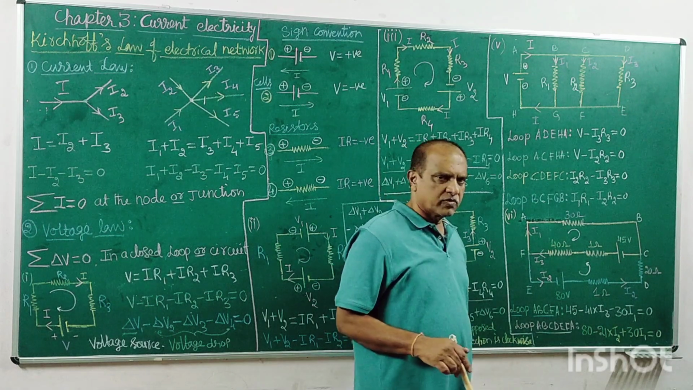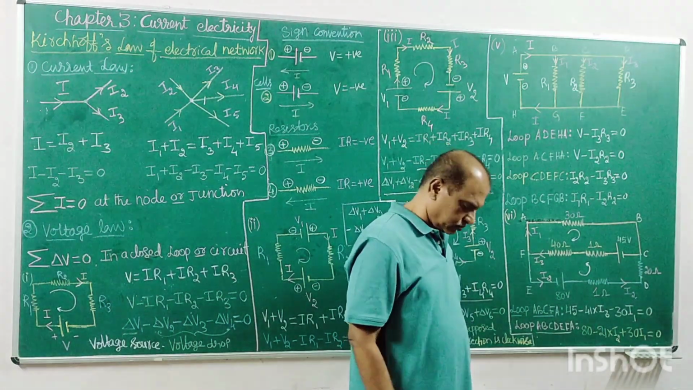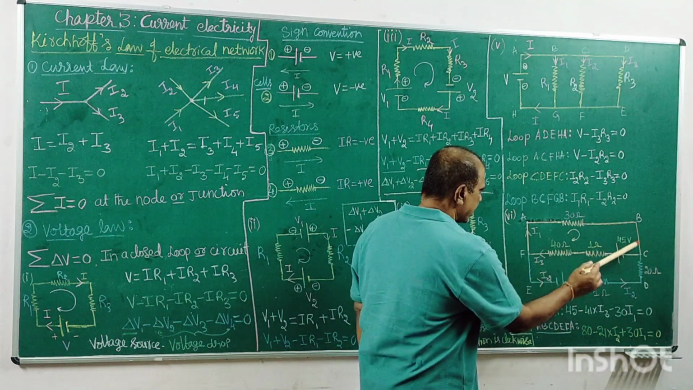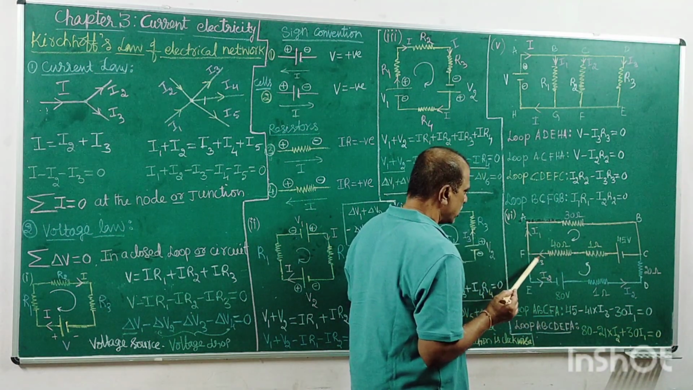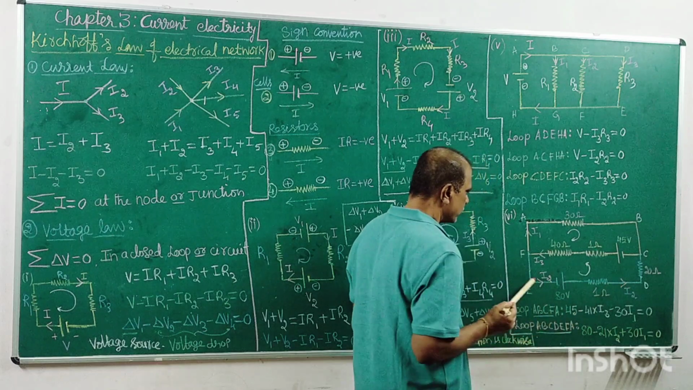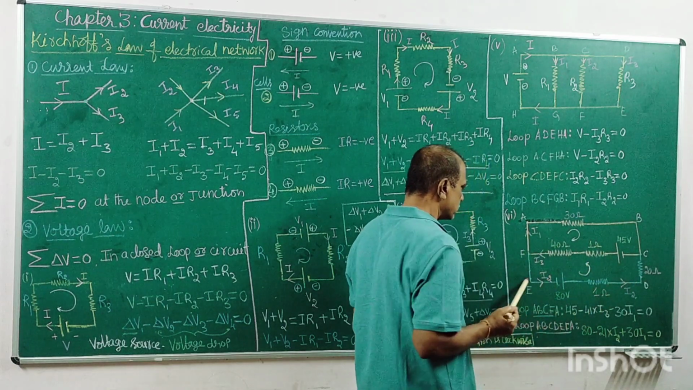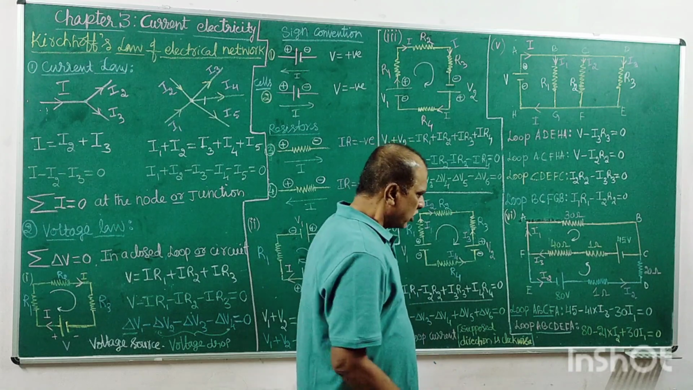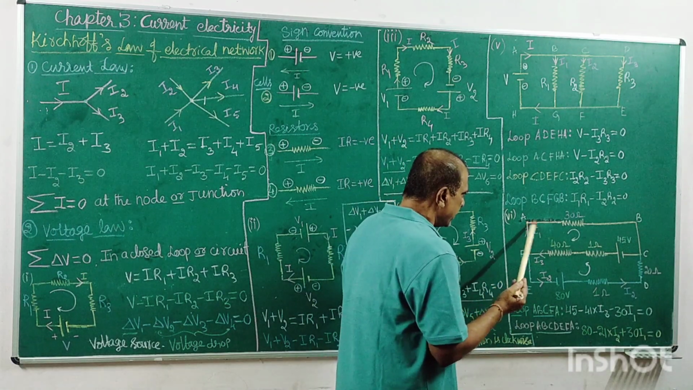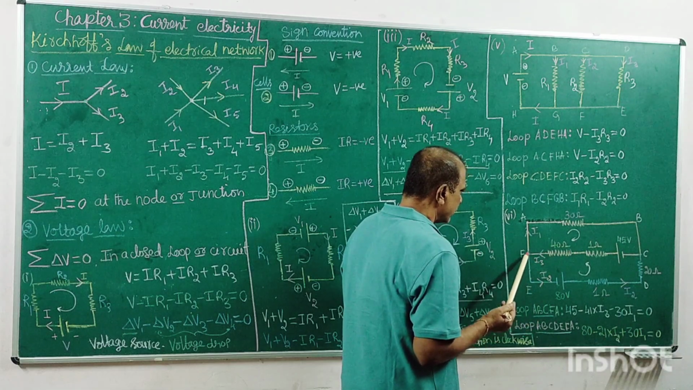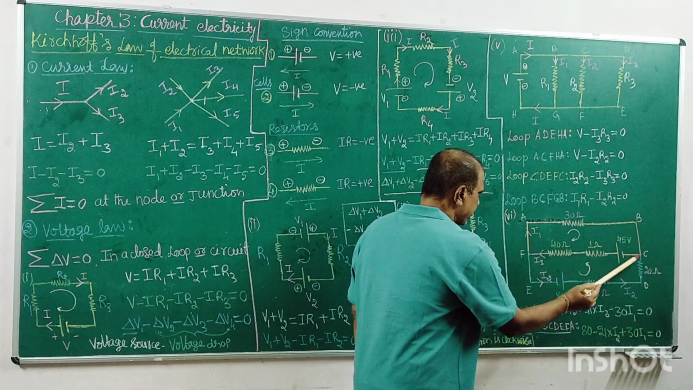What is the possible equation for the different loops? You can take any loop. This is one loop you can take, and another loop you can take like this, and one more loop like this, circular. Now I am taking the loop like this: A, B, C, F, A. This is the loop I am taking.